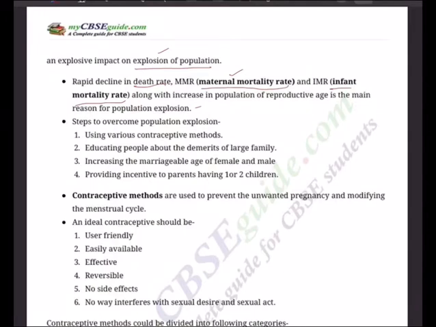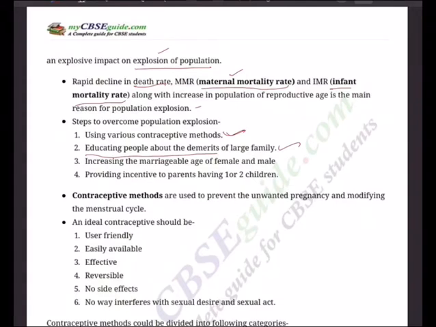How to control? Steps to overcome population explosion: using various contraceptive methods, family planning control. We can have various contraceptive methods, and educate people about the demerits of a large family. Now, as a biology student, it is your responsibility to talk about this, to educate people in your own native place. What are the demerits? All that. Please speak to your village people in your native place. Maybe you can have a virtual meeting on Zoom or Google Meet with all your relatives, and then talk about it at various platforms.